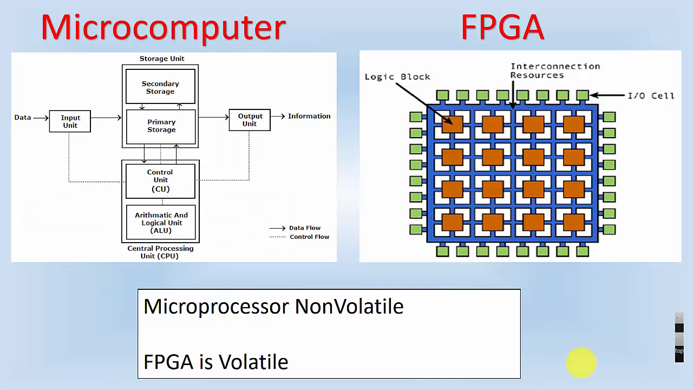One more difference is that a microprocessor is a non-volatile device and an FPGA is a volatile device. What is meant by volatile and non-volatile? We already know. Non-volatile means even if you switch off the microprocessor, the program will be stored in the microprocessor itself. But in an FPGA, if you switch off the FPGA, then that program will be lost. But nowadays, FPGAs are also becoming non-volatile, which means you store the program in a flash memory that is additionally added to the architecture.